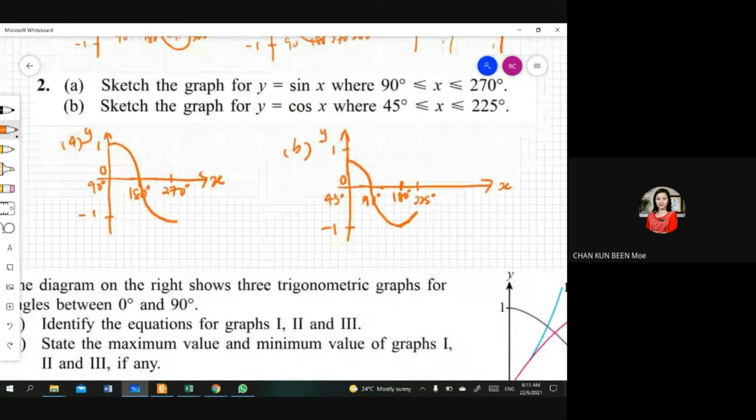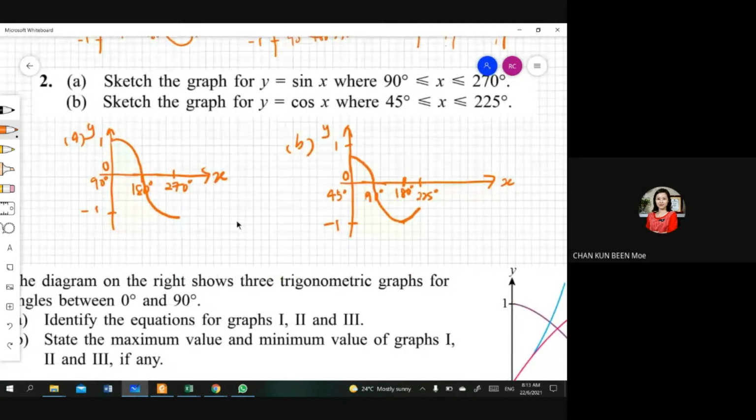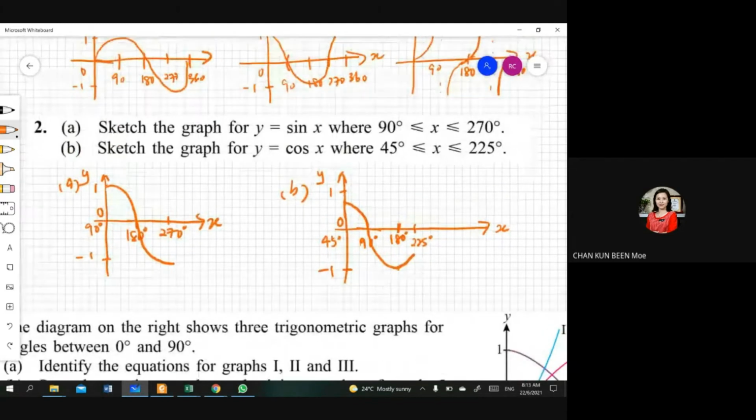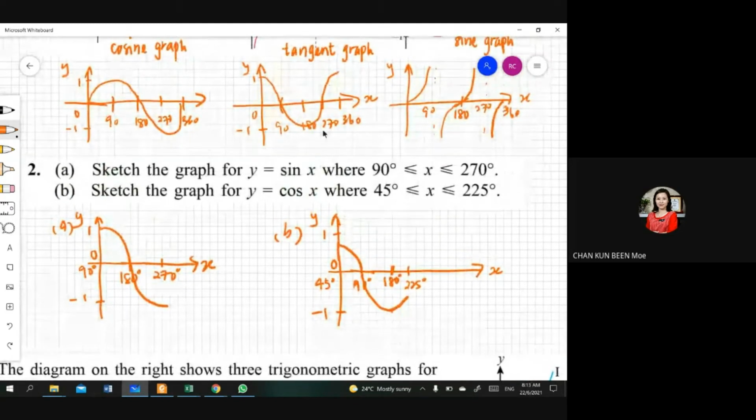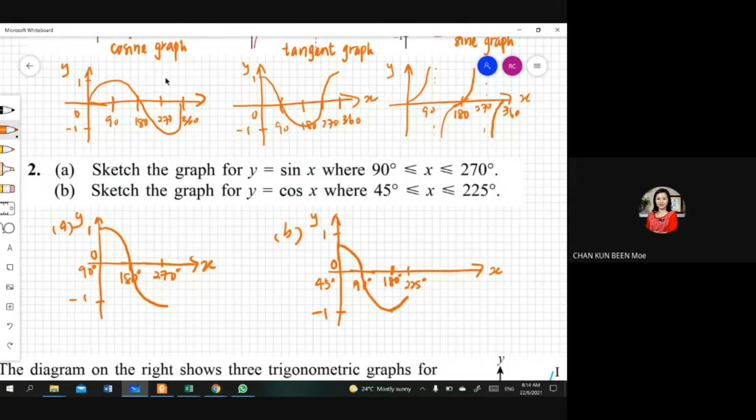Question number 2, A, they ask you to sketch a graph for y equals sine x, where x is between 90 and 270 degrees. So you just refer to the original graph that you have for sine; from 90 degrees to 270 degrees is right here. So this is what you need to draw. Just follow everything with the x-axis and y-axis, 0, 90 degrees, 180 over here. You just draw this out.